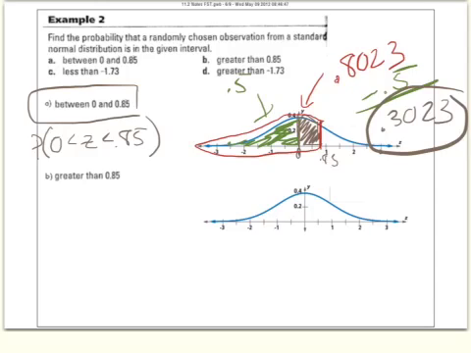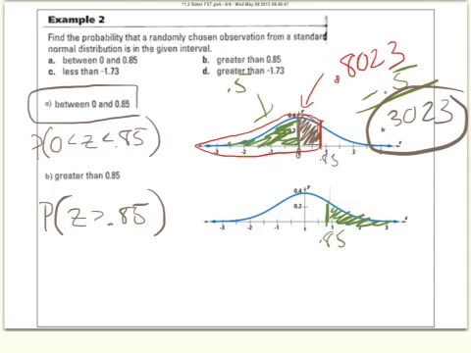Okay, part B. What's the probability my z-score is greater than 0.85? So I would write this, probability my z-score is greater than 0.85. That's the question. Okay, this graph here is for z-score, so I'm going to find that z-score, which is right here, and draw a line. And the picture says they want z-scores greater than, so I'm going to color that in.